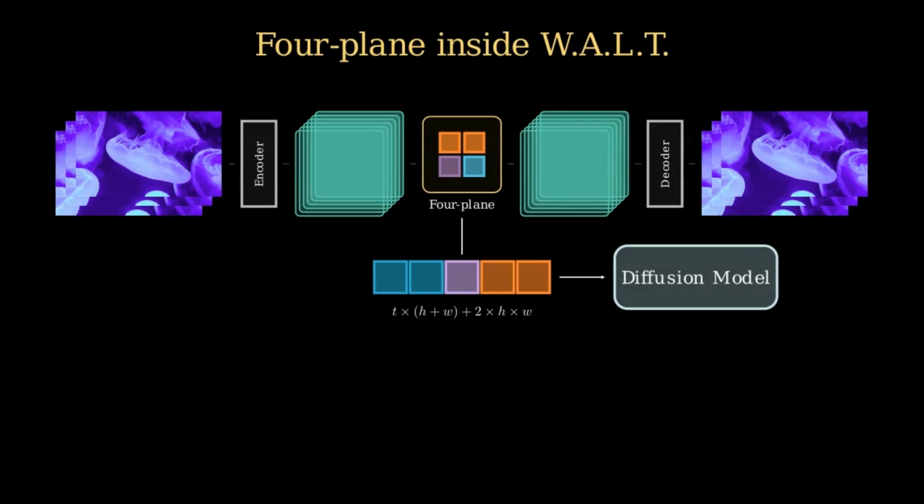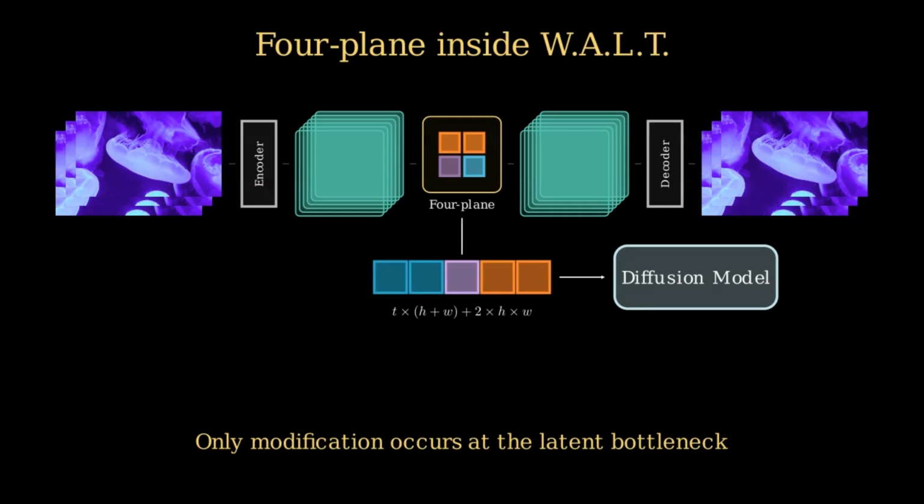They exclusively modified the latent bottleneck, replacing the dense volumetric representation with the highly efficient four-plane factorization and recomposition process. The encoder, the transformer diffusion model, and the decoder remain completely unchanged. This strict isolation proves that any subsequent gains in training speed and sampling efficiency come purely from reorganizing the latent space into four planes.